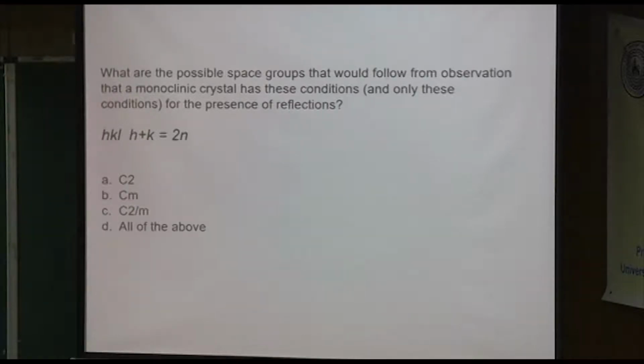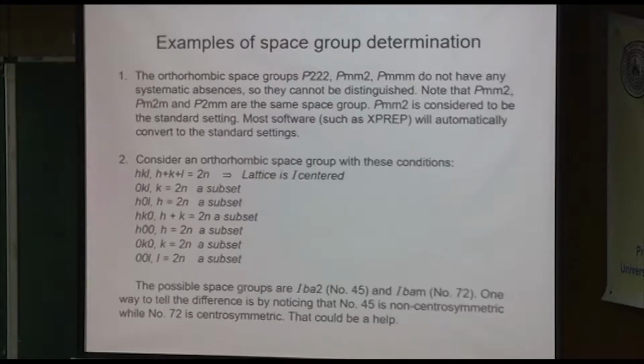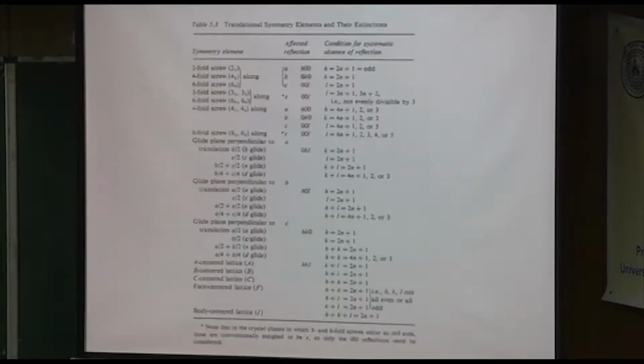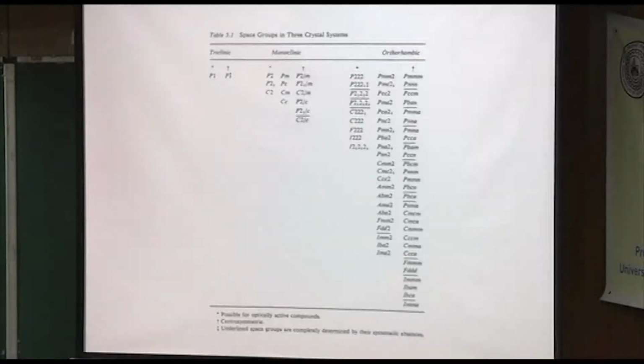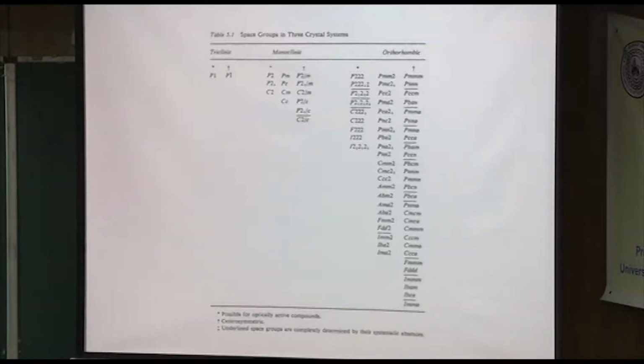Let me go back to the table over here. No, not that one. This one. Under monoclinic here, you see C2, Cm, and C2 over M. Can you distinguish among them? No, you can't. So none of those is uniquely determined.